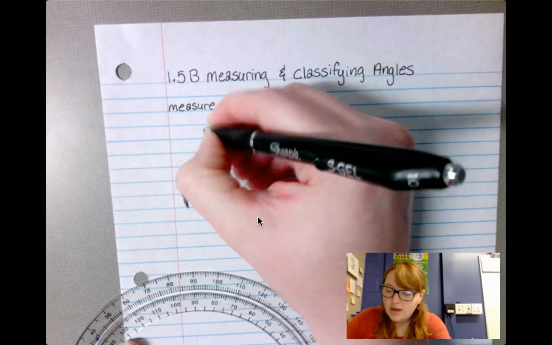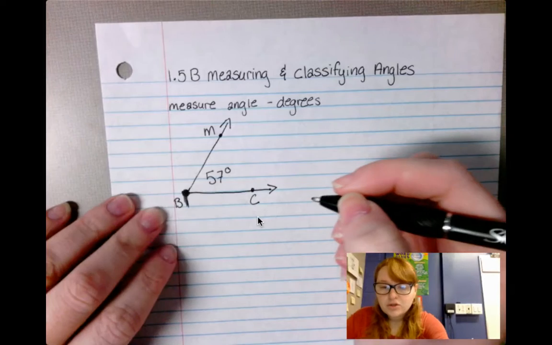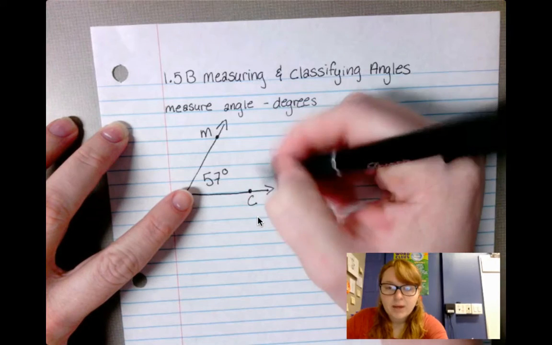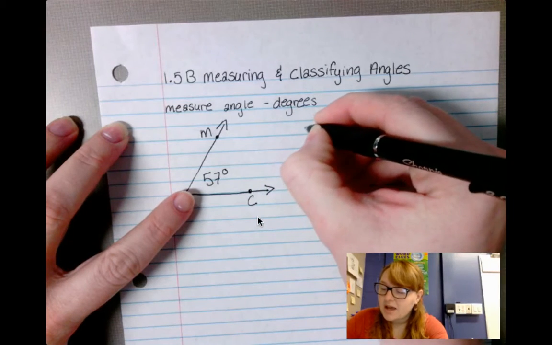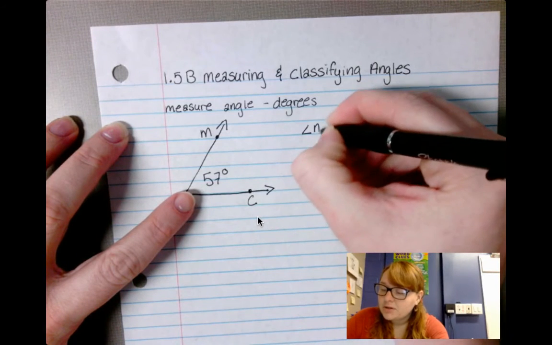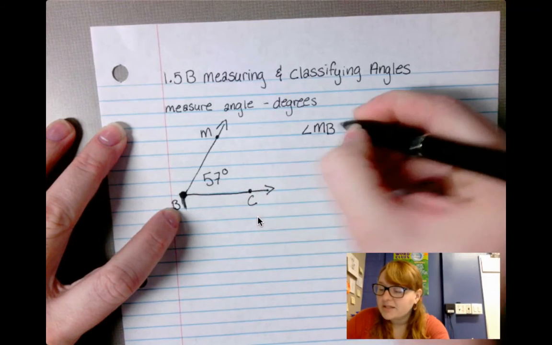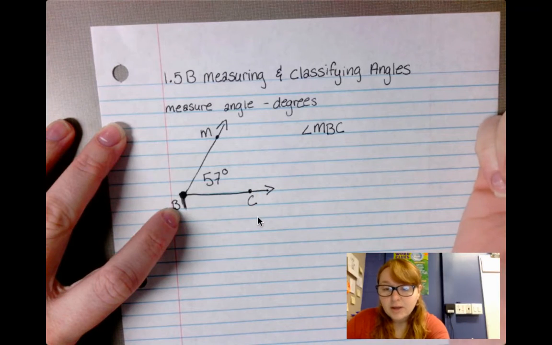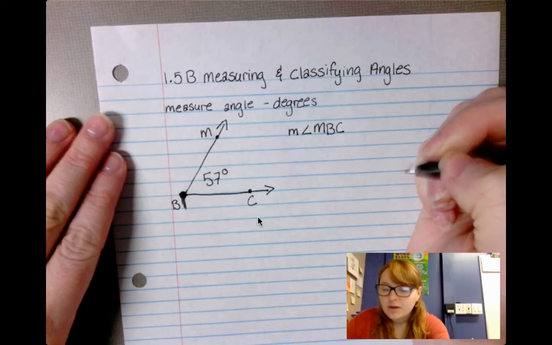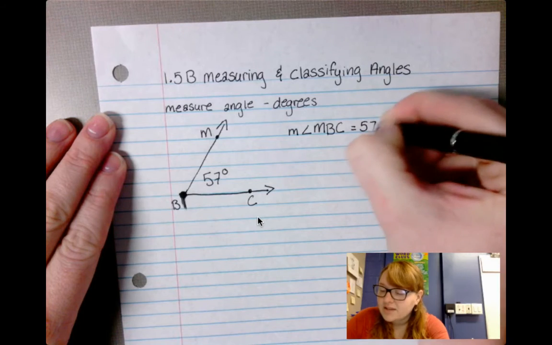Let's put some points on here so we can go ahead and name it. Let's do M, B, and C. Remember our episode from yesterday, we put our finger on the vertex and we pick one of the sides. So this is an angle, so we put our little symbol. I'm going to pick M first, then our vertex, that goes in the middle, and then the letter we haven't used yet, C. When we're talking about the measure of an angle, we just put a little m in front of it, standing for measure. So the measure of angle MBC is equal to 57 degrees.